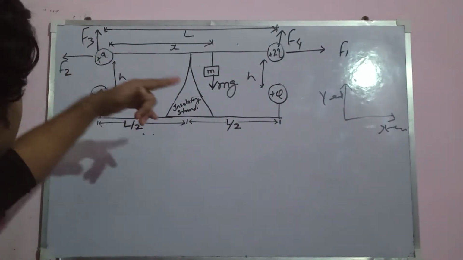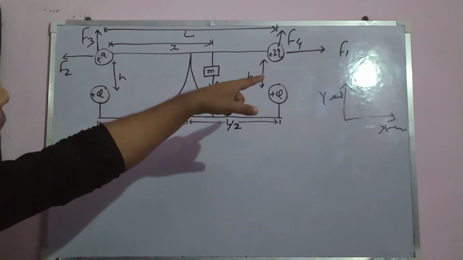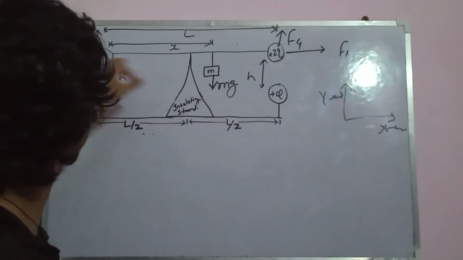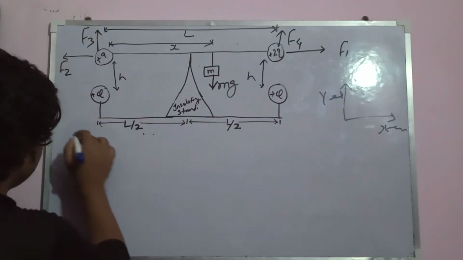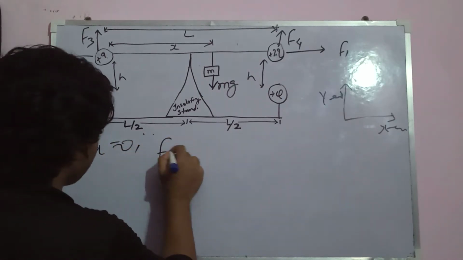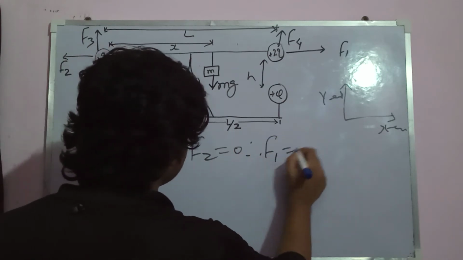We have to write total force along x-axis should be 0. So total force along x-axis: F1 is in positive x-axis, F2 is in negative x-axis. See here. F1 minus F2 is equal to 0. Therefore, F1 is equal to F2.